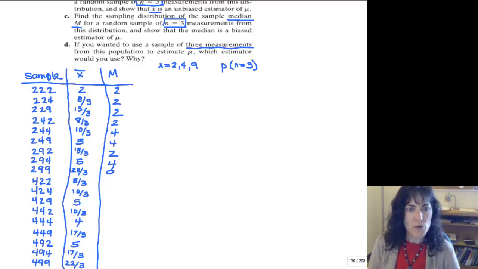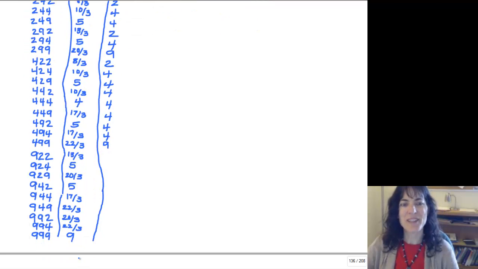And this one's in order, so it's a 9. This one's not in order, but it's reverse order, so I can see it's a 2. Switch the first 2, and I can see that my median's a 4. That one's a 4. That one's a 4. Reverse order, that one's a 4. That one's a 4. That one is a 4. And another 4. Finally, we have a 9 to change things up just a little bit.